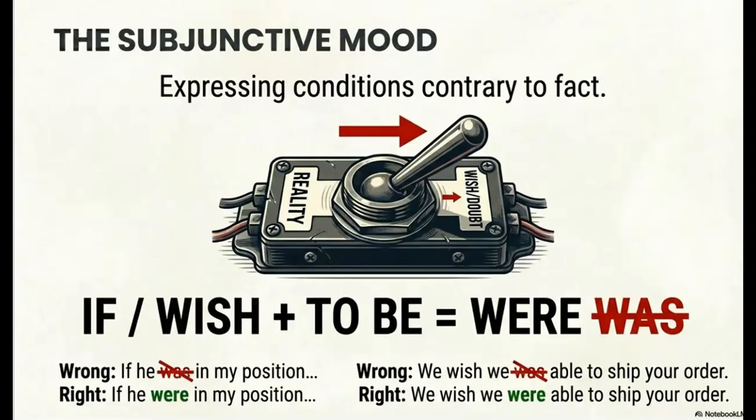So here we have the subjunctive mood. It sounds kind of fancy, but it really just means talking about things that aren't true right now, like a wish or a what if situation. The big rule here is that you should use the word were instead of was. And so you wouldn't say if he was in my position. Instead, you would say if he were in my position. And this also sounds much more professional as well.